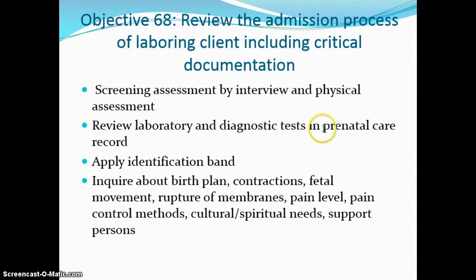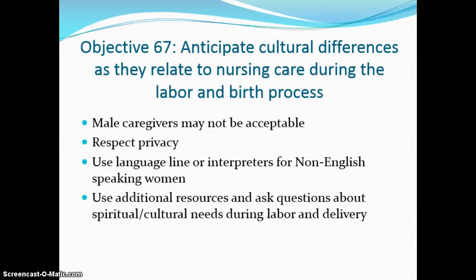But I would say make sure you're reviewing those laboratories and diagnostic tests in the prenatal record that we talked about, as far as her ABO and Rh. We need to know if she's group B strep positive. We want to know her hemoglobin and hematocrit. Make sure we have the proper ID band on her. Checking for rupture of membranes, checking her fetal heart tones, getting her hooked up to the monitor, those such things.